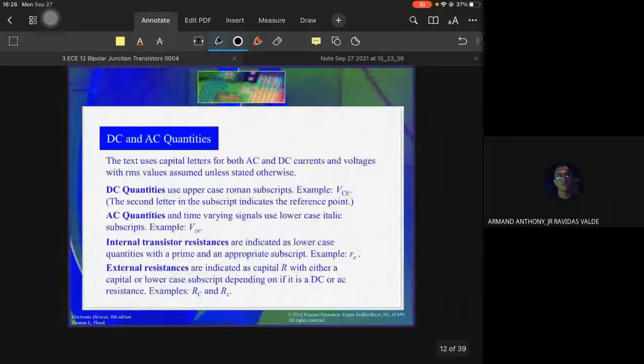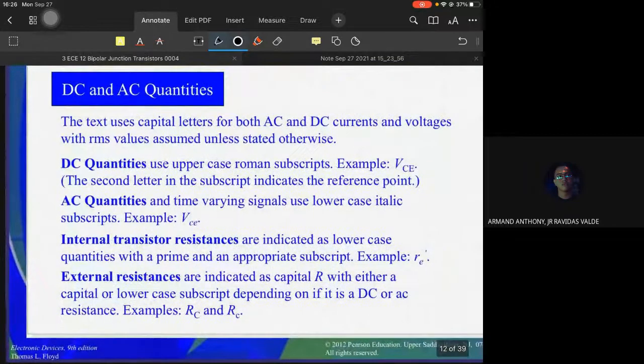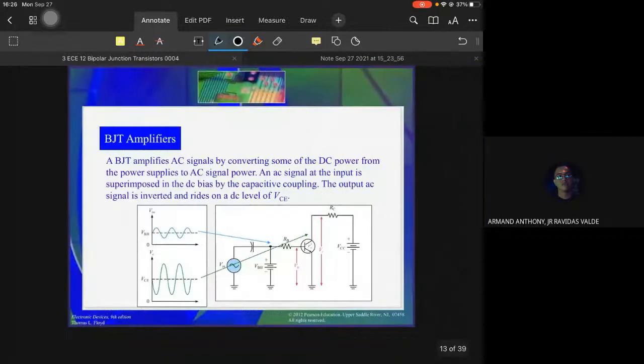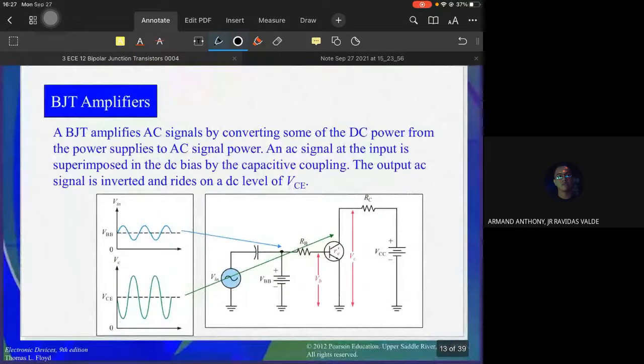Okay, I guess that's it. Summary. The BJT amplifier. The BJT operating in the active region. Again.